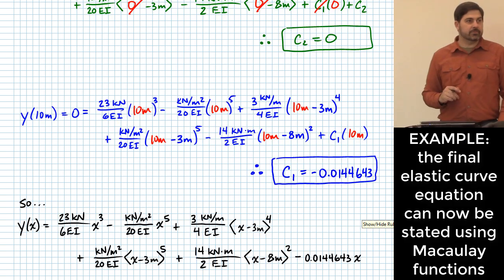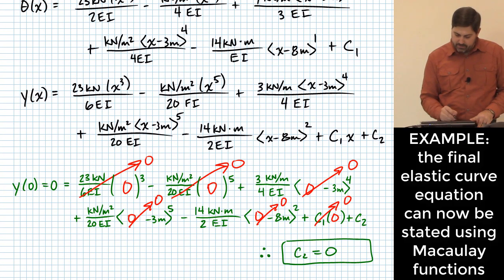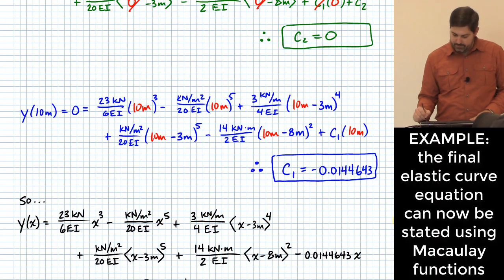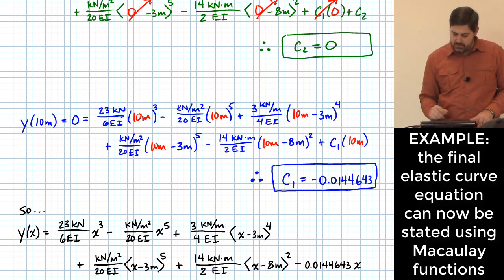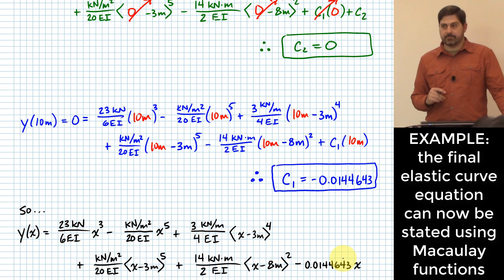All we have to do is rewrite. You might remember we had this version of it up here. You rewrite this version now that you know C1 and C2. You rewrite that with C1 and C2 in place. This is my equation of my elastic curve.